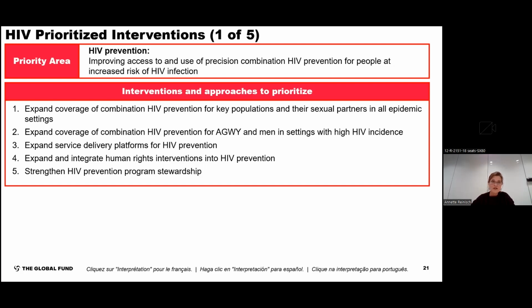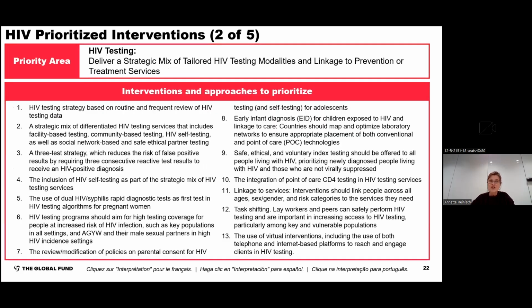Next slide, HIV testing. So secondly, HIV testing, which focuses on the delivery of a strategic mix of tailored HIV testing modalities and linkage to treatment or prevention. Differentiated models of HIV testing services need to be scaled up in many settings to achieve global targets. And we would encourage including innovative testing approaches. The information note recommends 13 interventions and approaches for prioritization. Next slide, please.